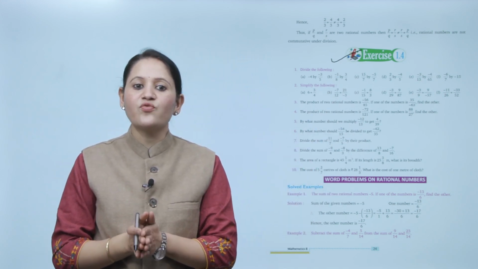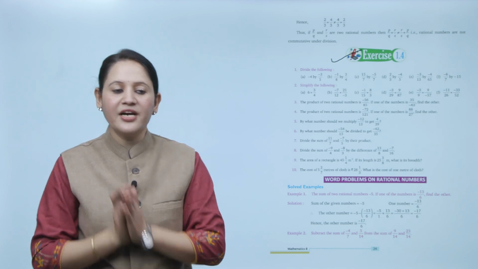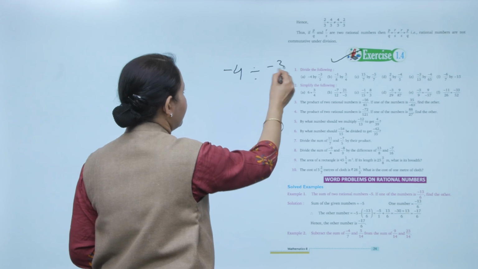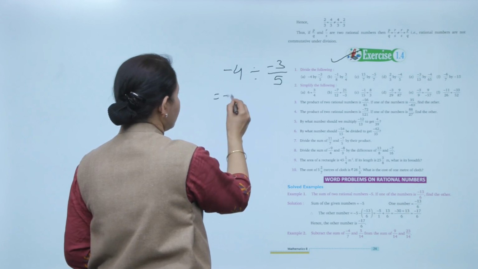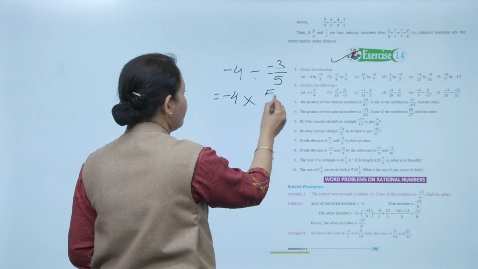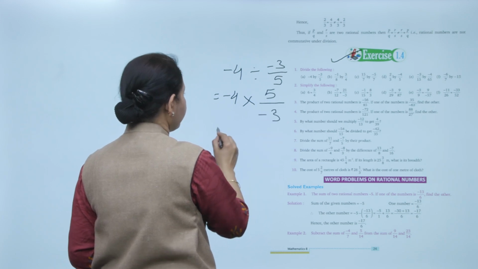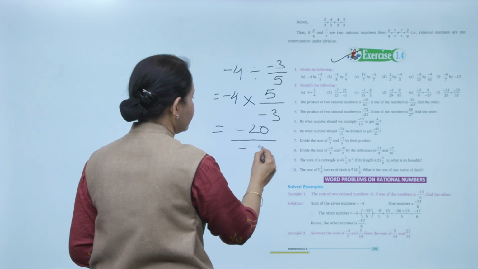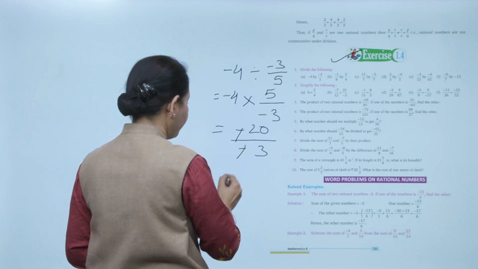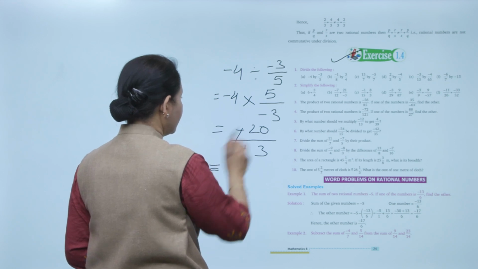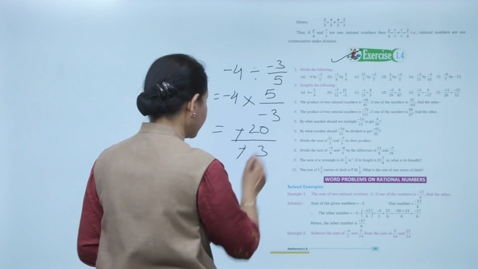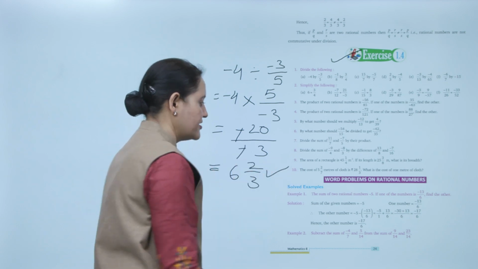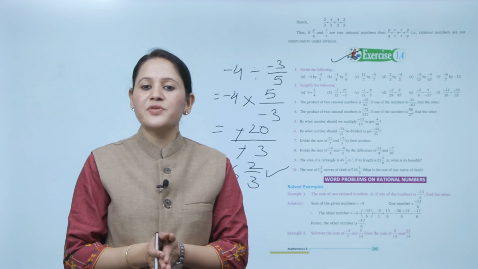Divide the following: minus 4 by minus 3 by 5. Minus 4 has to be divided by minus 3 by 5. So it becomes minus 4 multiplied by 5 upon minus 3, which is minus 20 upon minus 3. So the minus will cancel. It is an improper fraction, so change it into a mixed fraction. This is the answer. So you have to practice all the questions of this exercise.